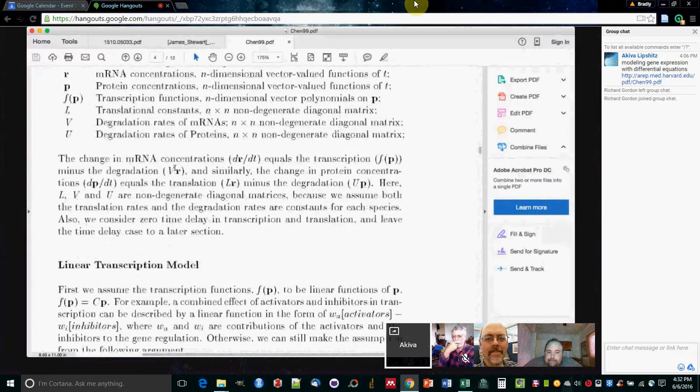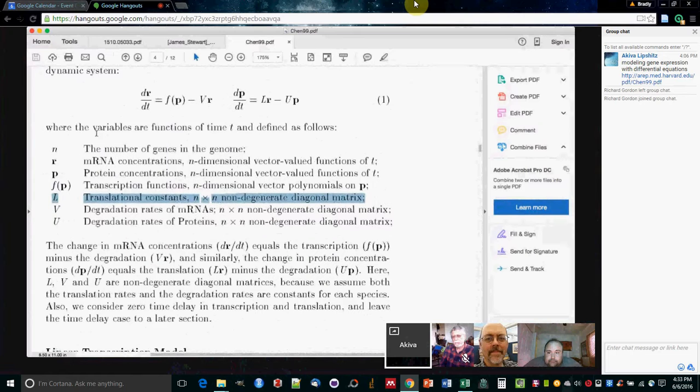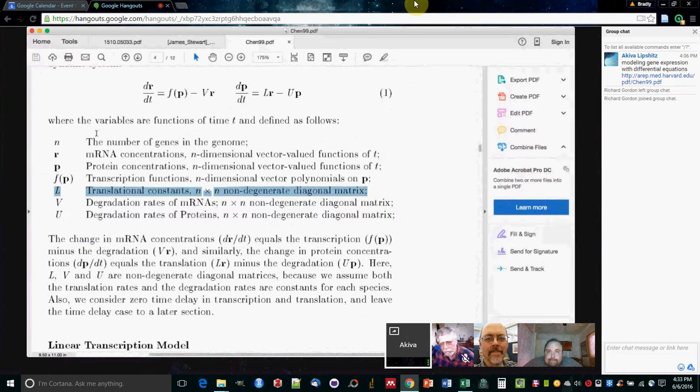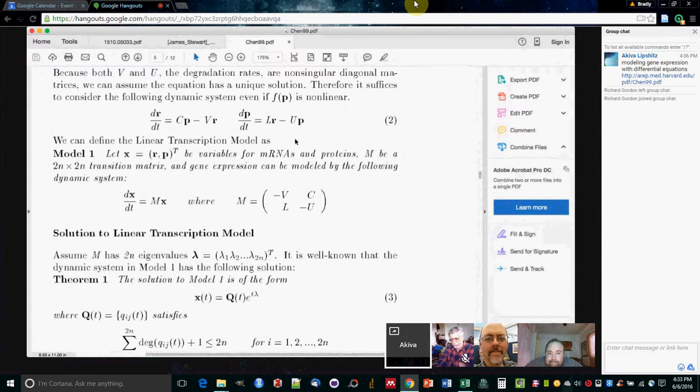I don't know, but these other matrices, L is the protein translation rate given the mRNA concentration. V is the degradation rate of mRNA, given the current concentration of mRNA. U is the degradation of proteins, so given the current concentration of protein, what is the degradation rate? And I suppose C is the transcription rate given the current concentration of proteins.